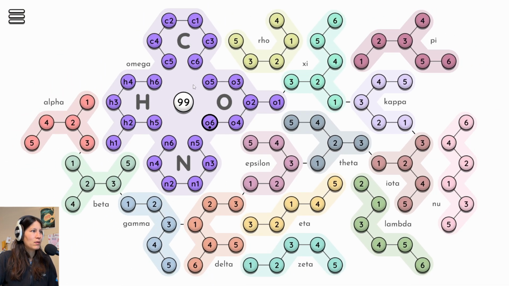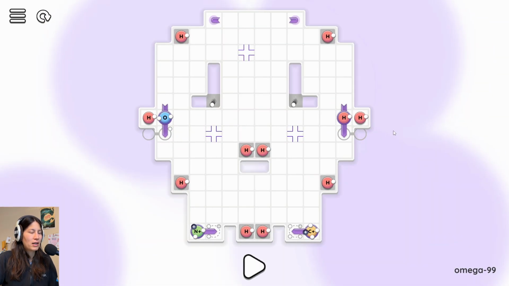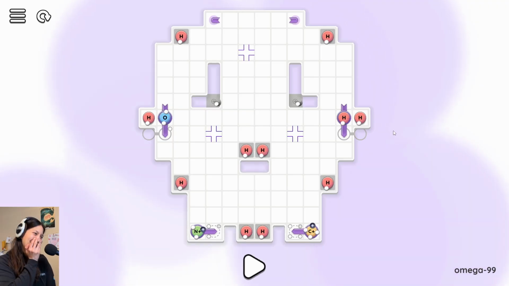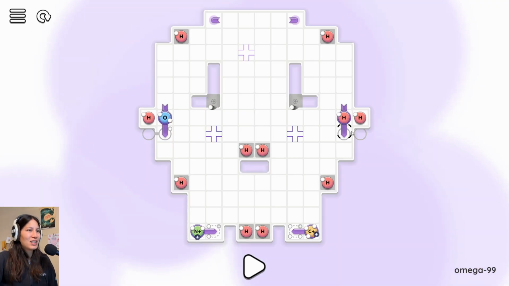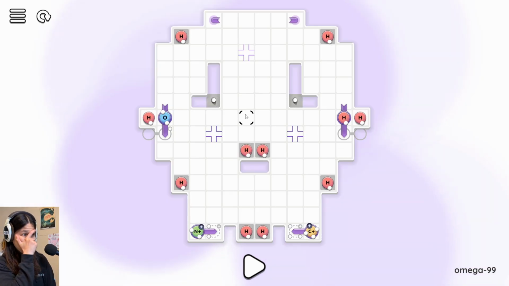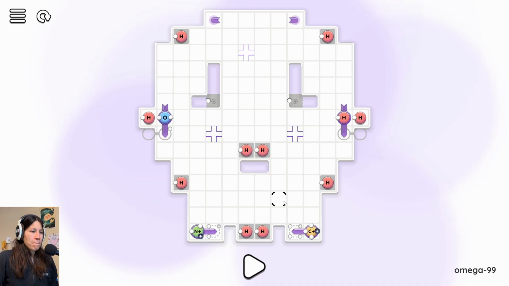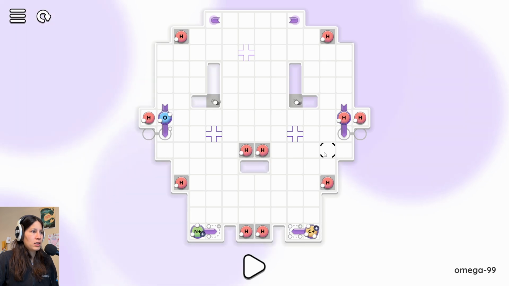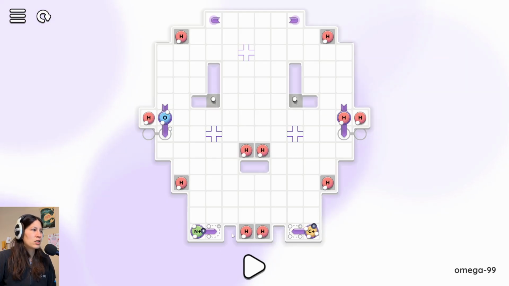Yay, okay, 99? What type of number is that? 99. Oh my gosh. Alright. This is huge. There's 4 different routes to build. Oh my gosh. And then, okay, the nitrogen needs to pick up 1, the carbon needs to pick up 1. Let's see. So there's 1 C, 1 O, 1 N, and a bunch of H's.